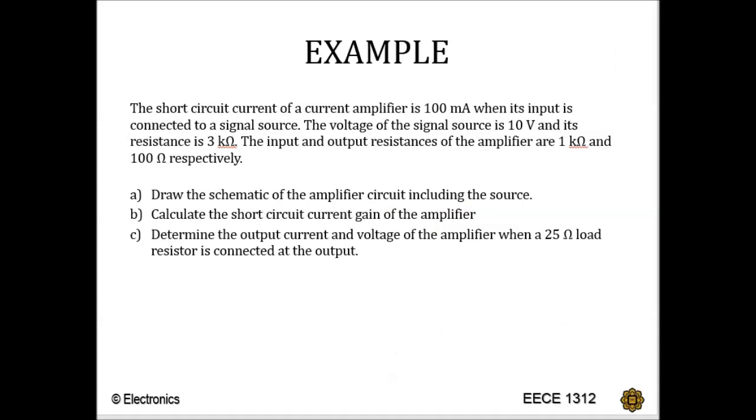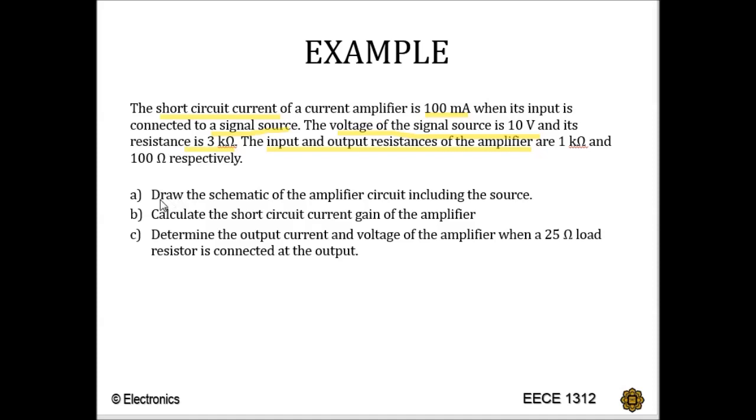Okay, so this is another example, but it's a bit more tricky because you are not given the schematic. You're not given the block diagram of your current amplifier. You are given the short circuit current, which is AI I in, 100 milliampere. The input is connected to a signal source and the voltage is 10 volt. Its resistance is 3 kilo ohm. And then the input and output resistance of the amplifier, referring to Ri and R0, are 1 kilo ohm and 100 ohm respectively.